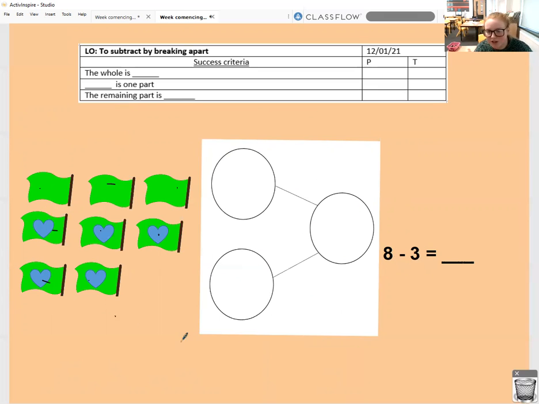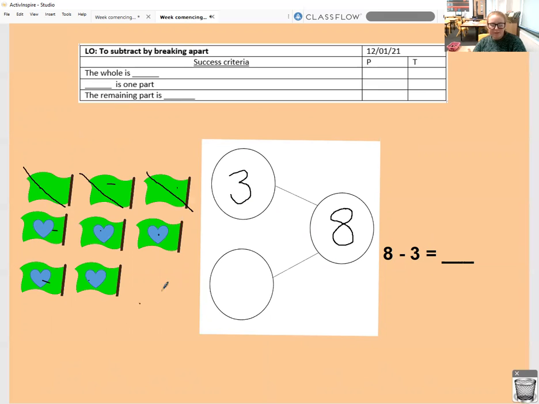My part-whole model is slightly facing a different way, but I know this is my whole because my 2 parts are pointing to it. So my whole is 8. 8 subtract 3. So 3 is the amount of flags that do not have a heart on them. So let's have a look. Flags that do not have a heart. 1, 2, 3. 3 flags do not have a heart on. That is correct. So my first part is 3.